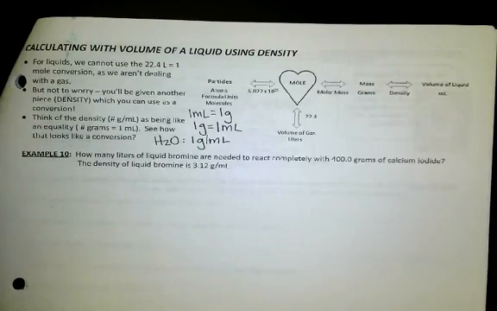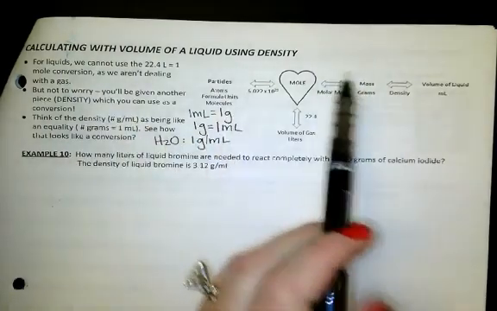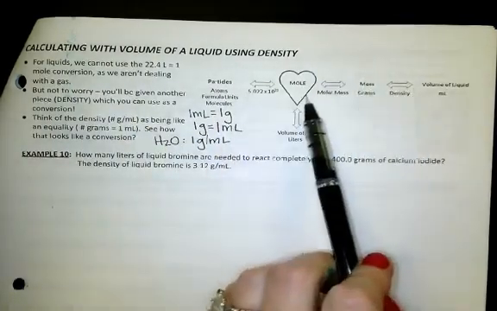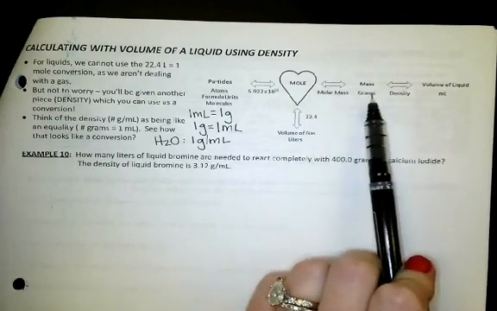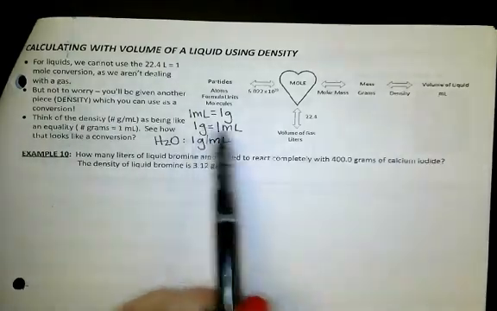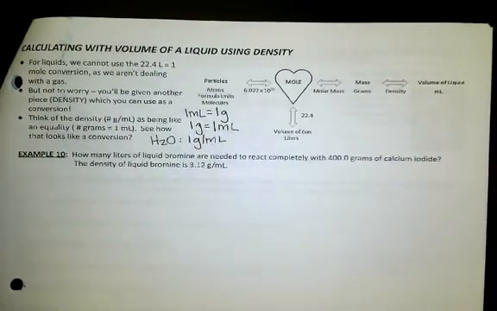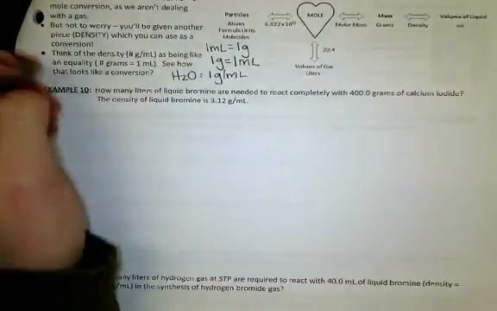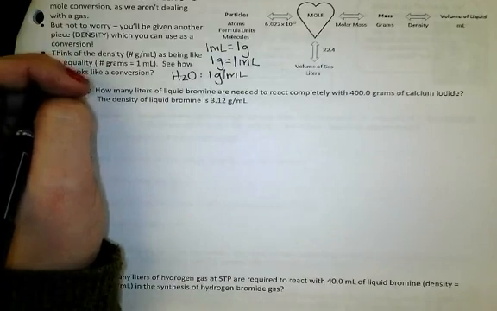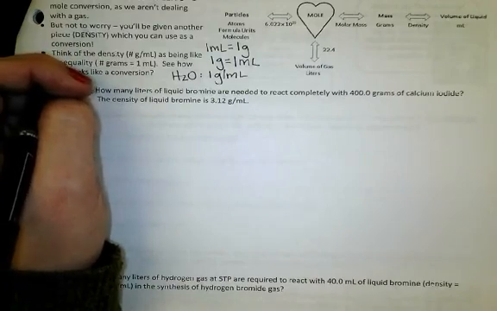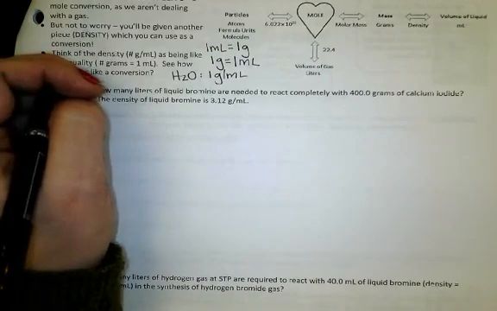Okay? So here is a conversion. So we're going to use molar mass to convert from moles to grams. And then we'll use the density to convert from grams to milliliters, using it like a conversion factor. So our first example says, how many liters of liquid bromine are needed to react completely with 400 grams of calcium iodide? Okay, the density of liquid bromine is 3.12 grams per milliliter.